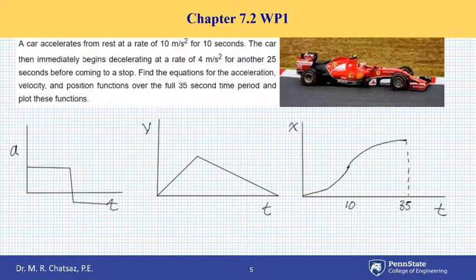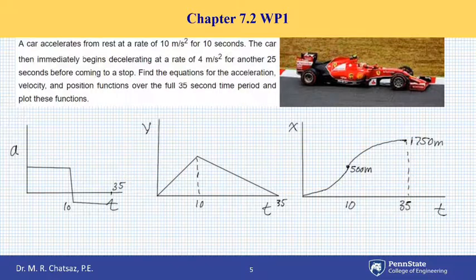At 10 seconds it is 500 meters, and if I plug 35 in the second position equation, I will get 1750 meters. This is 10, that is 35. Observe that if you look at the last diagram, the x diagram, the derivative of x is v.